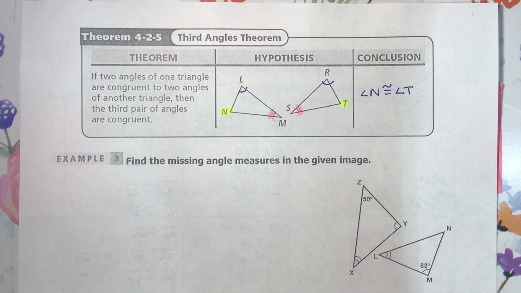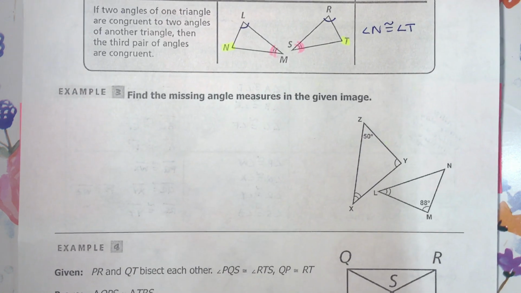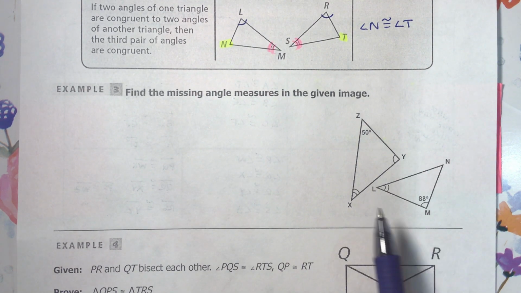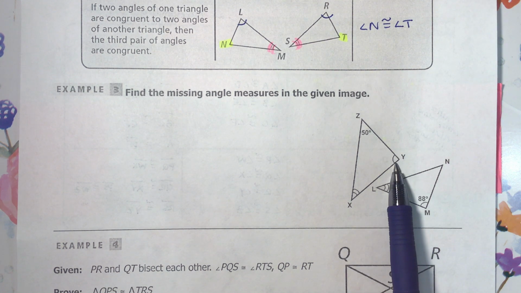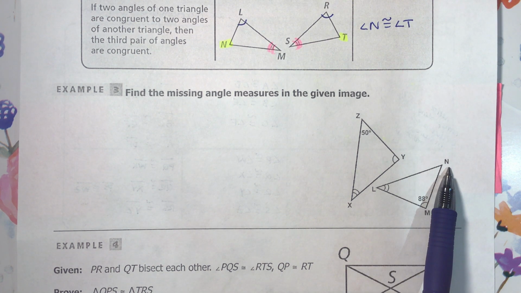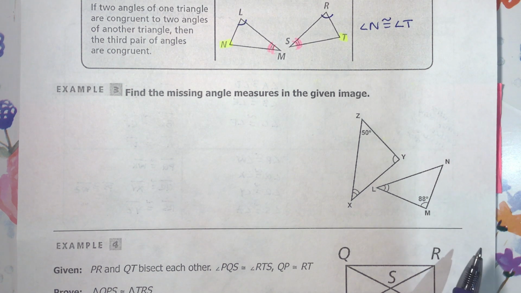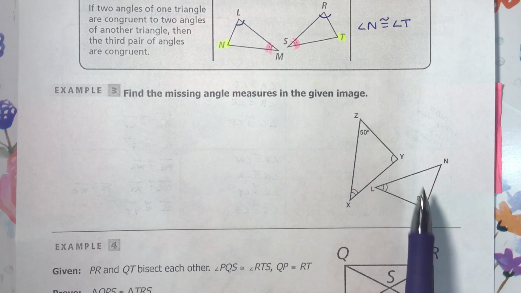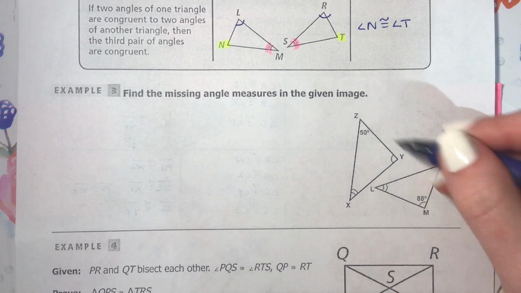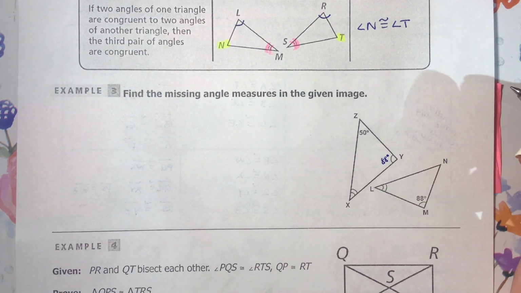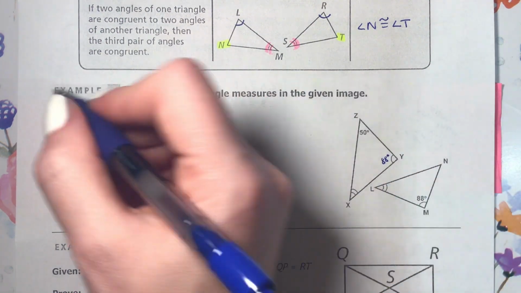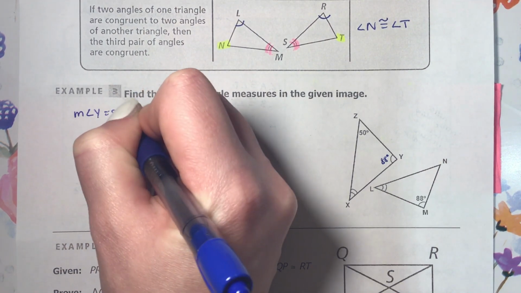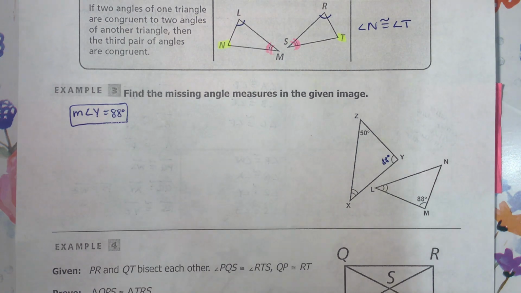So let's put that into action. It says find the missing angle measures in the given image. So we're going to try to find the value of x and y and L and N, I believe. So I have some markings on my triangles, and I'm going to fill in anything that I already know. Notice that M has one arch on it, and Y also has one arch on it. So that means these guys are congruent, so Y must be 88 degrees. So I'm just going to write over here, measure of angle Y is equal to 88 degrees. We have one of our answers already.